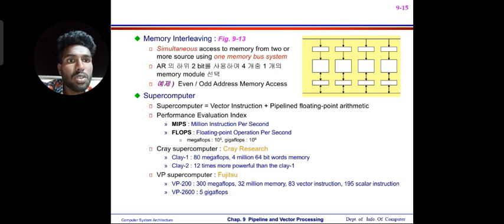VP supercomputer. VP 200: 300 megaflops, 32 million memory, 83 vector instructions, 195 scalar instructions. VP 2600 graphics.